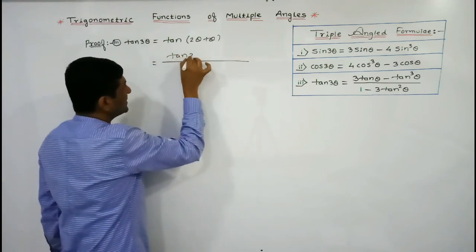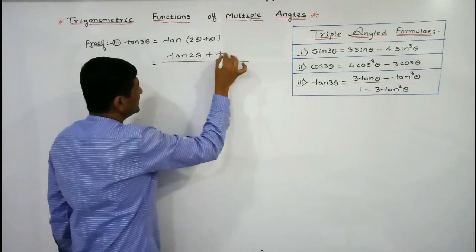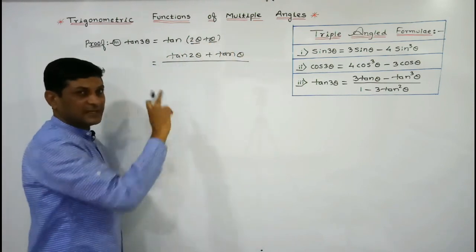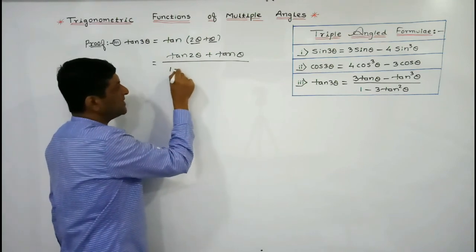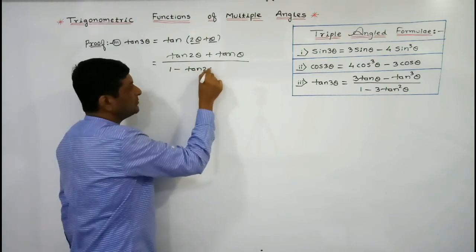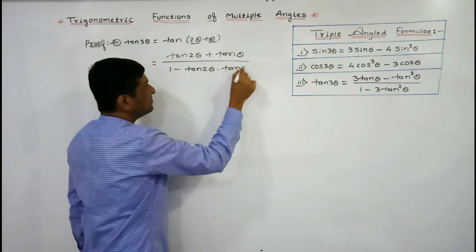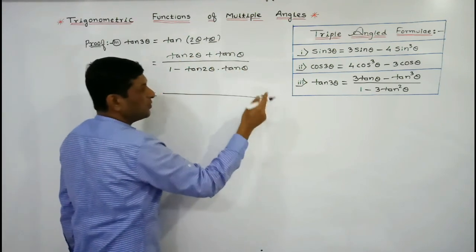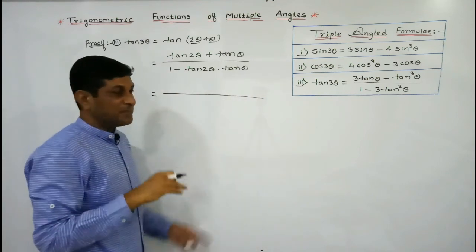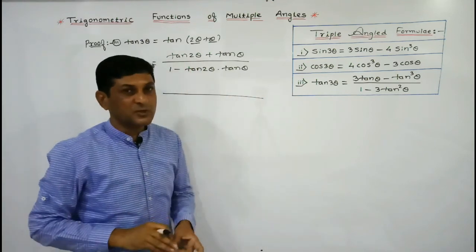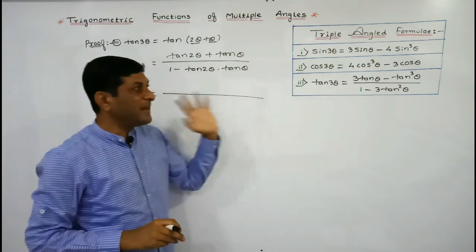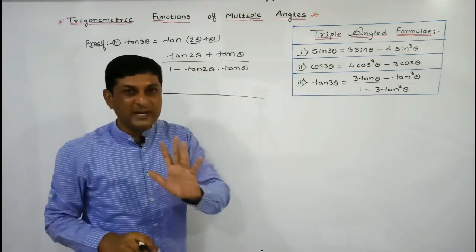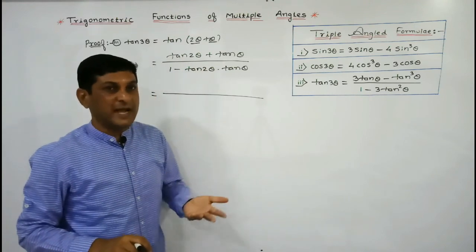Will be equal to tan A plus tan B. A is what here? 2 theta. And B is what here? Theta. Tan A plus tan B divided by 1 minus tan A, meaning tan 2 theta, into tan B, meaning tan theta here. Our whole required result is in terms of tan, and this expression is also in terms of tan, but in our required result double angles are not there, so we have to eliminate this double angle by applying the double angle formula.